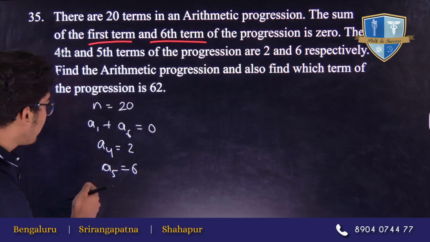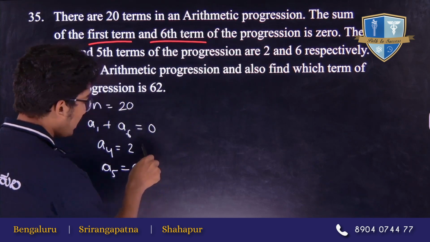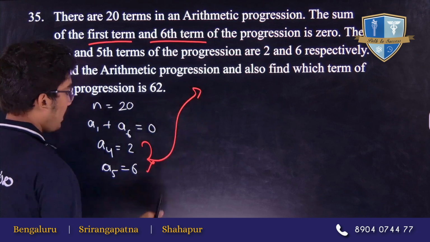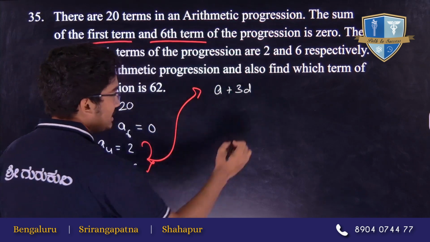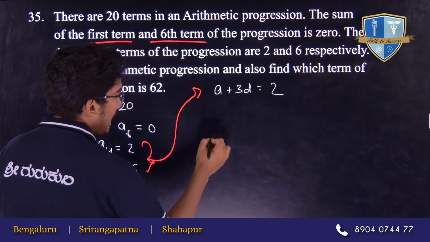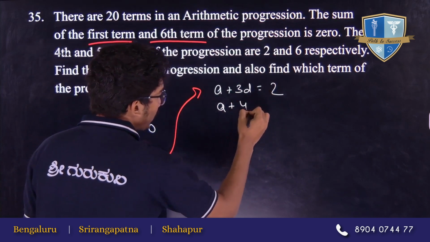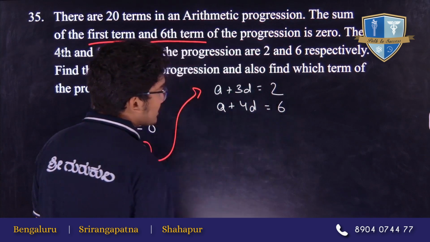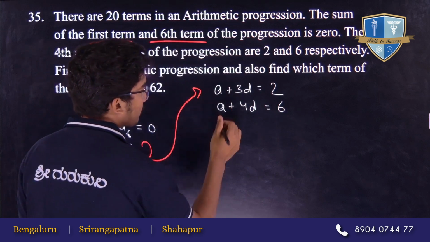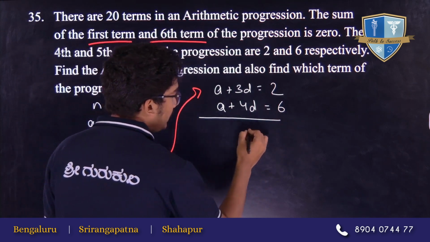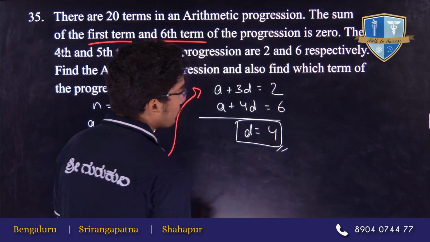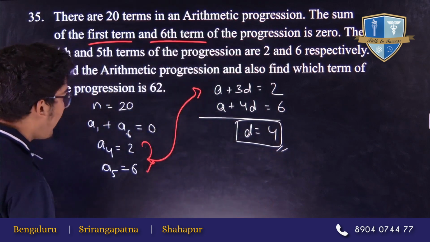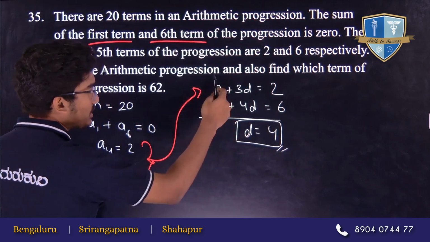So from these two relations we have a plus 3d is equal to 2 and a plus 4d is equal to 6. Subtracting this equation from this equation, what will we get? d is equal to 4. Subtracting these two equations, we get d is equal to 4, and we will put d in any of these two equations to find a.